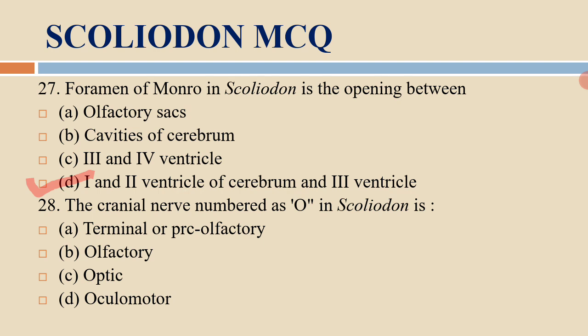The cranial nerve number 0 in Scoliodon is: A. terminal or pre-olfactory, B. olfactory, C. optic, and D. oculomotor. Cranial nerve number 0 is called terminal or pre-olfactory because there are 10 pairs of cranial nerves in Scoliodon, but besides that there is another cranial nerve numbered 0, which arises from the neuropore and connects with the olfactory lobe. So this is also called the terminal or pre-olfactory cranial nerve.